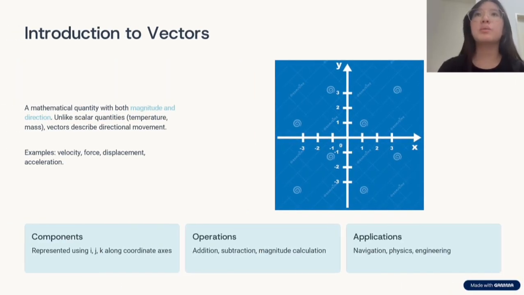Introduction to vectors: a mathematical quantity with both magnitude and direction. Unlike scalar quantities such as temperature or mass, vectors describe directional movement. Examples: velocity, force, displacement, and acceleration. Components are represented using i, j, k along coordinate axes. Operations: addition, subtraction, magnitude calculation. Applications: navigation, physics, and engineering.